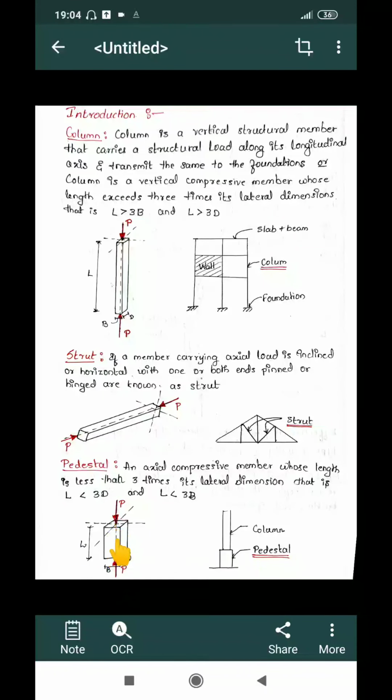Another element is a pedestal. This is also similar to a column. It is also a vertical member, a compressive member. It carries a structural load, but the only difference is here the length is less than 3 times the width or 3 times the depth. This is the only difference between a column and a pedestal.